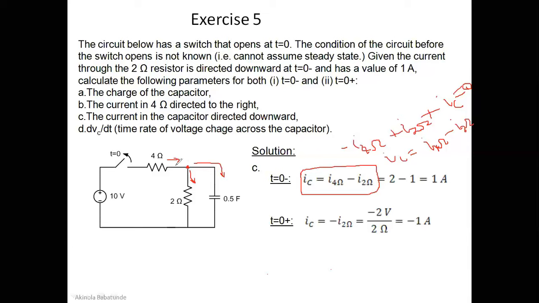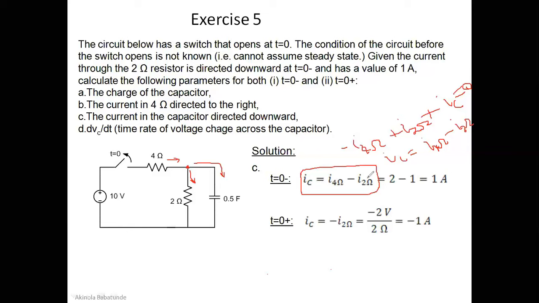So nothing is going through here. Right, so that is why, just after we open the circuit, the current will just be the current in the 2 ohms resistor. This is very, very important. Okay, so I of C becomes 0.